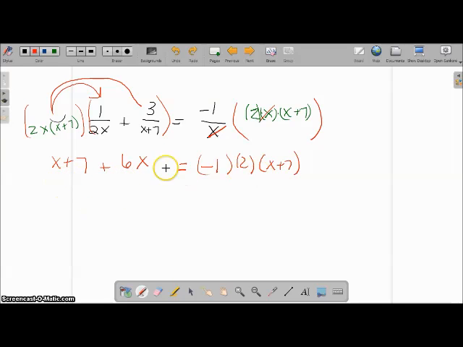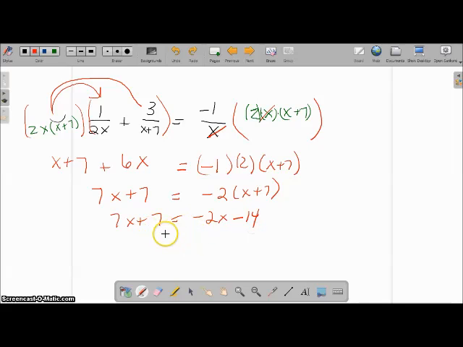Now you're left with just something you can handle. So you've got an x here and a 6x here. So we've got 7x plus 7 equals a negative 2 times x plus 7. So I'm going to just simplify a little bit here. 7x plus 7 equals a negative 2x minus 14.